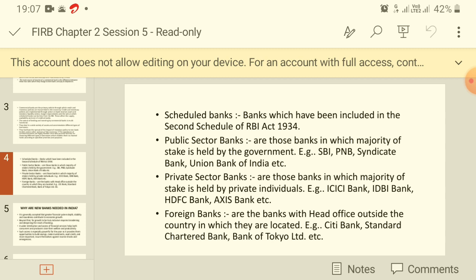Private sector banks are those banks in which the majority of stake is held by private individuals, like ICICI Bank, IDBI Bank, HDFC, Axis Bank, and so on. Foreign banks are the banks with the head office outside the country in which they are located. For example, Citibank, Standard Chartered Bank, Bank of Tokyo Limited, etc.